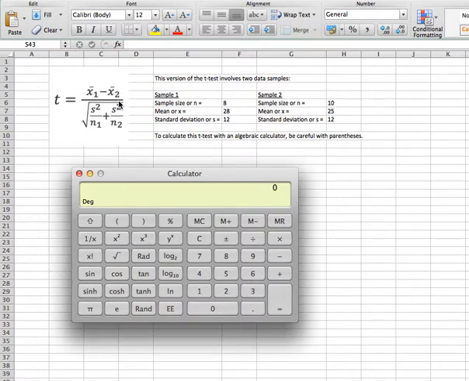We want parentheses around our numerator. I'll first clear it, and then I'll type my left parenthesis, and I need x1, which is 28, minus 25, close parenthesis. I'm going to divide this by this square root here, so I'm going to have to put that in parentheses, and I've got my s squared, which is 12 squared, divided by n1, which is 8, plus, again, 12 squared, divided by n2, which is 10, and now I've got to close that parenthesis, take the square root, and divide that into the numerator, and I get 0.527.